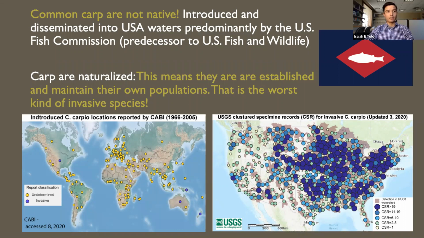And in the United States, on this right-hand map, you can see these clustered specimen records, which is kind of a proxy of where carp are most dense in the country. And they're really dense in our area and off onto the East Coast as well.